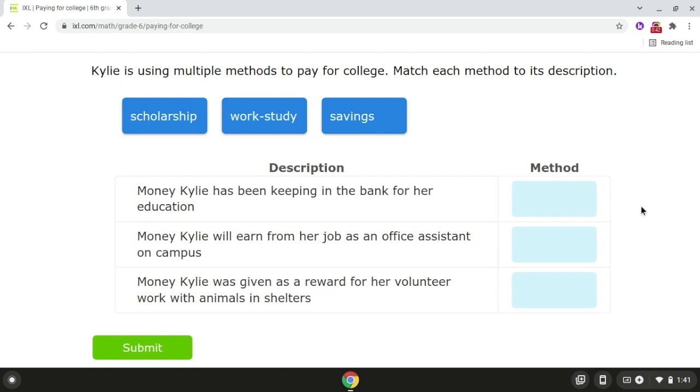So problem number 1 is telling us that Kylie is using multiple methods to pay for college. Match each method to its description. Alright, so for description number 1, this is money Kylie has been keeping in the bank for her education. This type of method is a savings method.